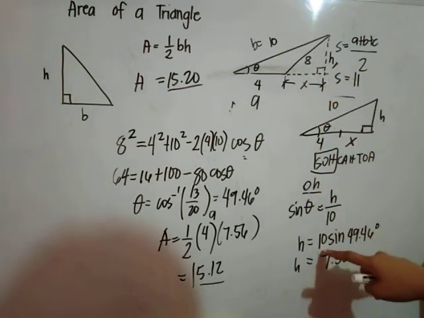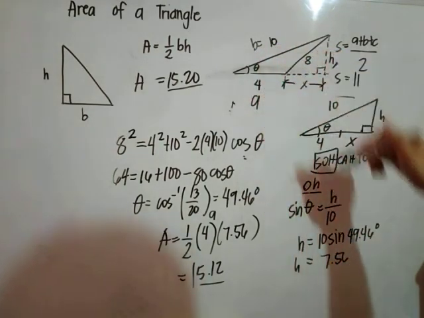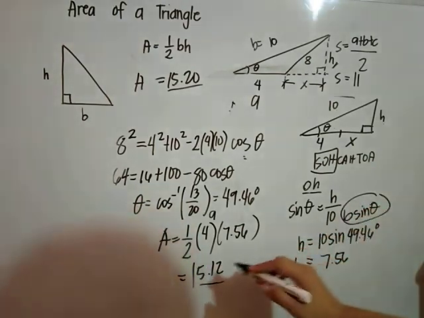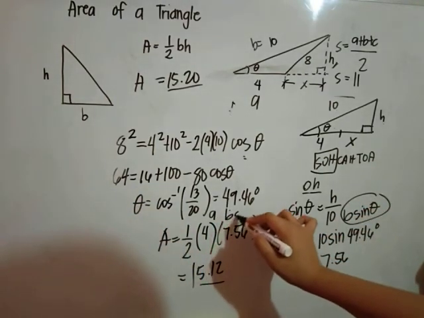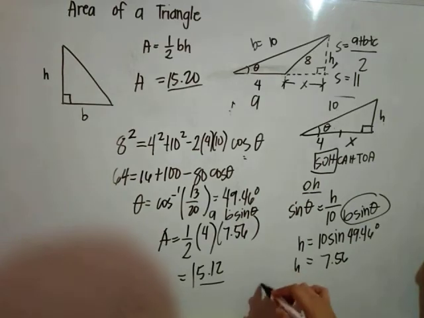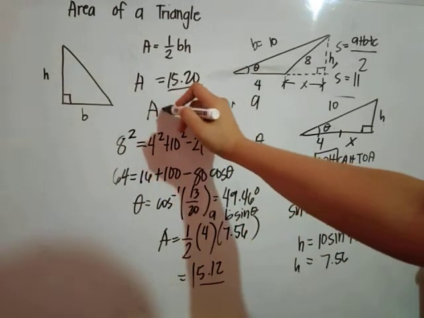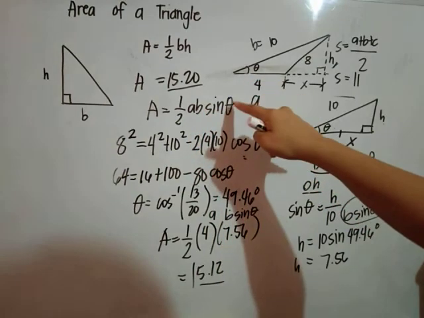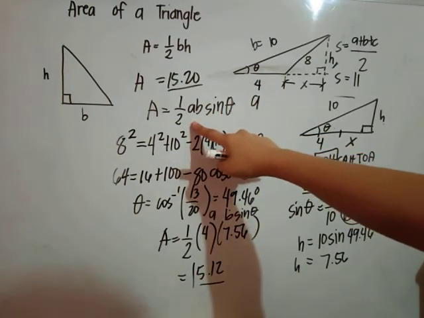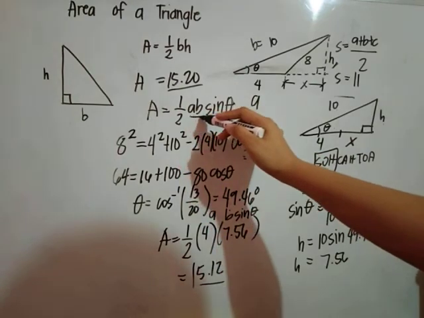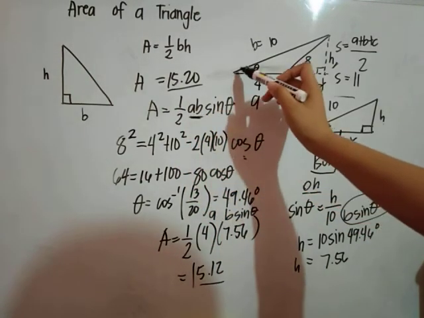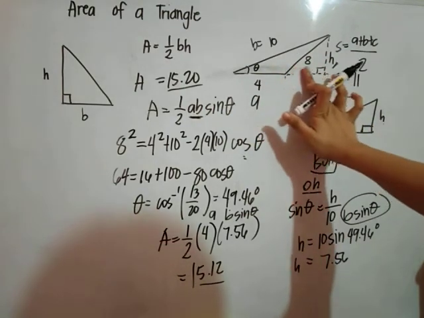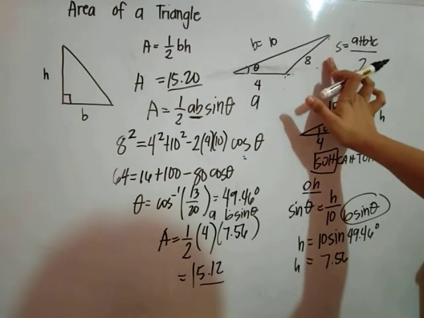Di ba nakuha natin si H by multiplying B times sine theta. So therefore, meron din tayong formula na A is equal to 1/2 AB sine theta, wherein magagamit mo tong formula na to kapag given yung dalawang sides. Ito yung dalawang side ng triangle. And then, buburahin ko na to para makita nyo yung original ulit.